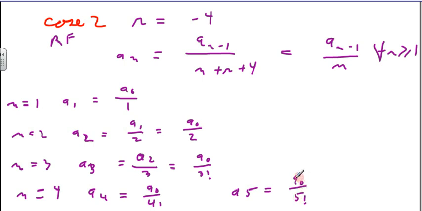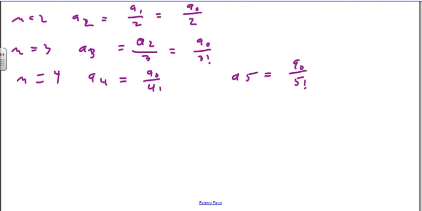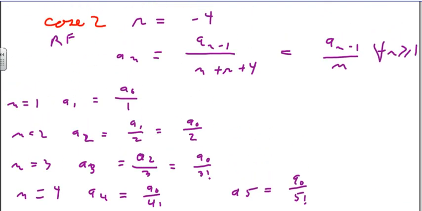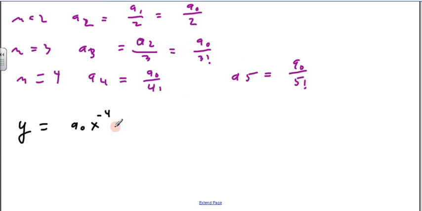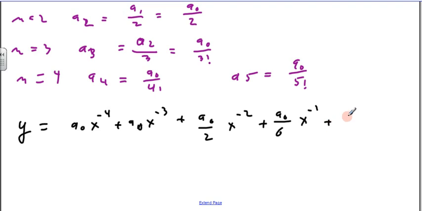With that, we are ready to put our final answer down. So y is going to be a_0 x to the minus 4, because the r is minus 4, plus a_0 x to the minus 3, plus a_0 over 2 x to the minus 2, plus a_0 over 6 x to the minus 1, plus a_0 over 4 factorial, which is 24, plus a_0 x over 120, which is 5 factorial. Okay, good enough.